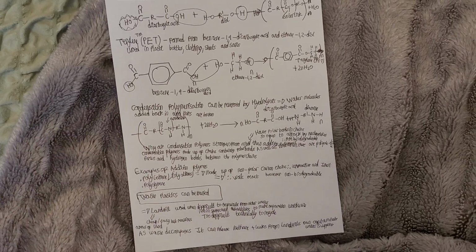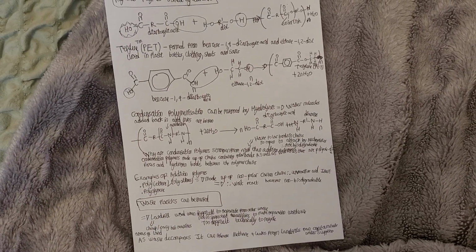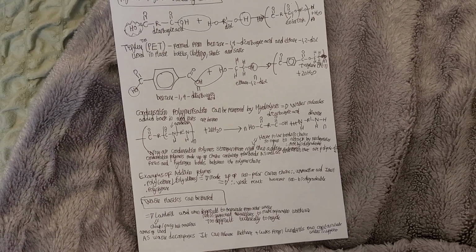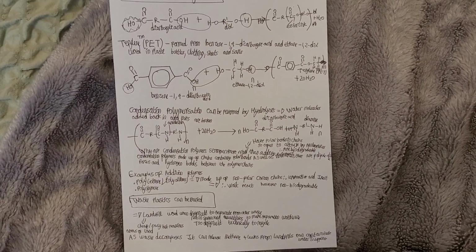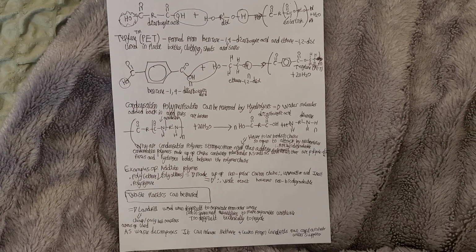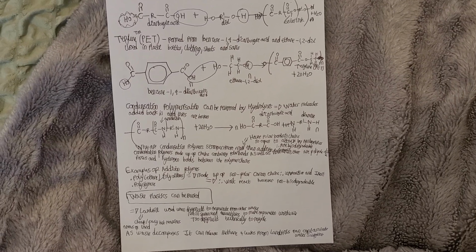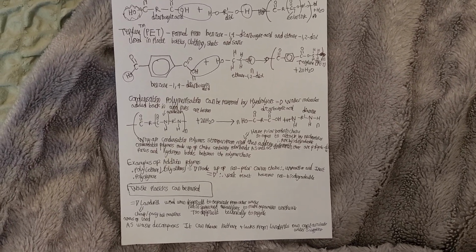Why are condensation polymers stronger and more rigid than addition polymers? Condensation polymers are made up of chains containing polar bonds, as well as van der Waals forces, dipole-dipole forces, and hydrogen bonds between the polymer chains. They have polar bonds in the chains, so they are open to attack by nucleophiles, therefore biodegradable.